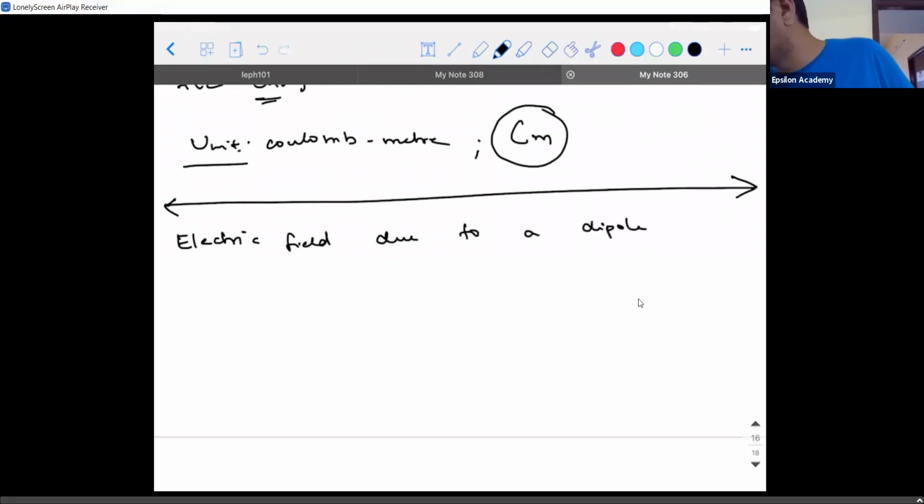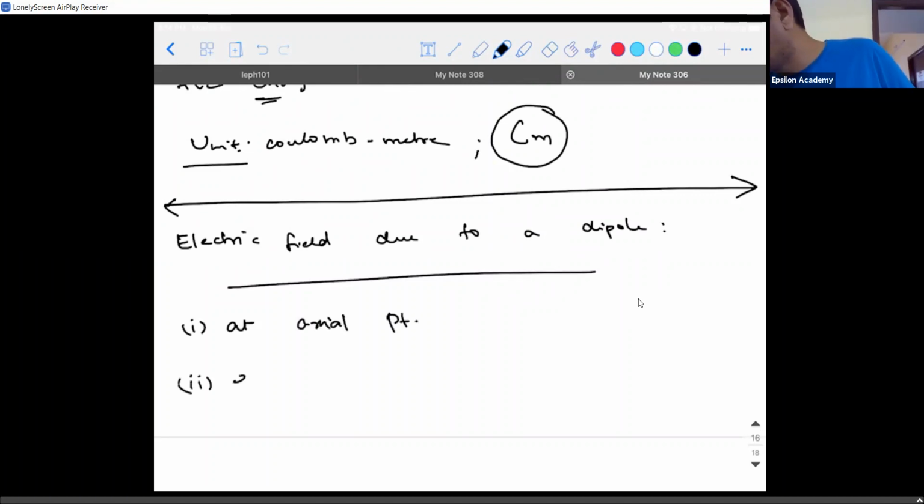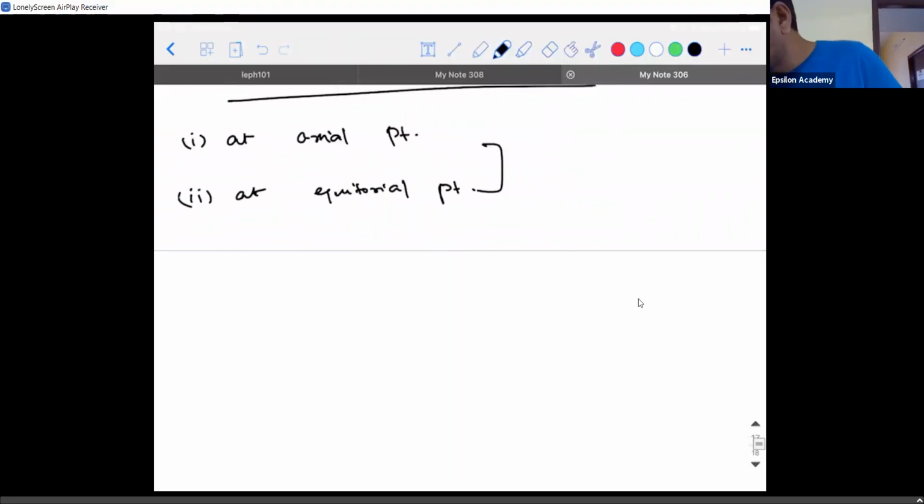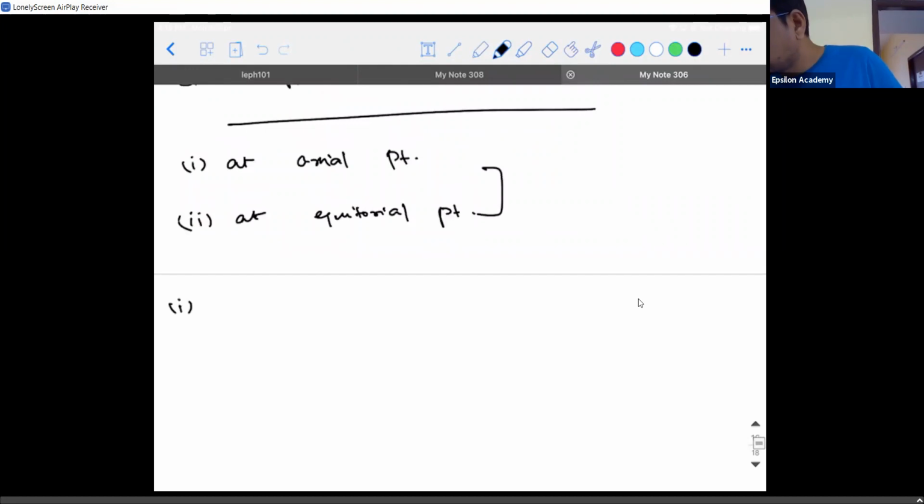The electric field due to a dipole. First, at a point called axial. Second, at a point called the equatorial point. So how to find the electric field due to a dipole? The first one we are going to see is at axial. This is the heading. So what do you mean by an axial point? A point along the axis of a dipole.